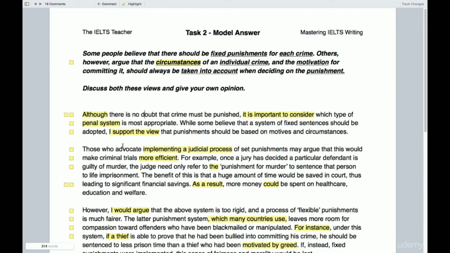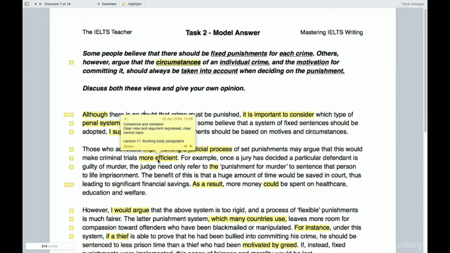So, moving to the first body paragraph. Those who advocate implementing a judicial process of set punishments may argue that this would make criminal trials more efficient. Let's have a look at the first part, implementing a judicial process. Certainly here we're using less common words and phrases, but also doing so with a good awareness of collocation. This is important for lexical resource. You can find out about this in lecture 19, the importance of collocation.